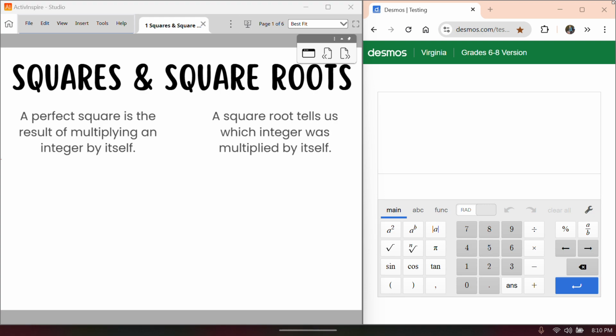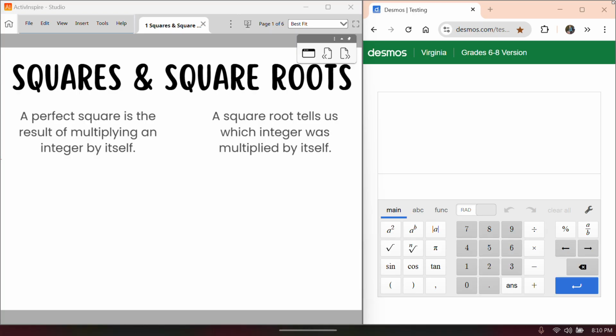Hey everybody, we are going to do the notes page for squares and square roots. So the very first thing on this page of notes is two definitions. I'm going to read through them, but I'm going to explain them to you a little bit better once we actually do an example.